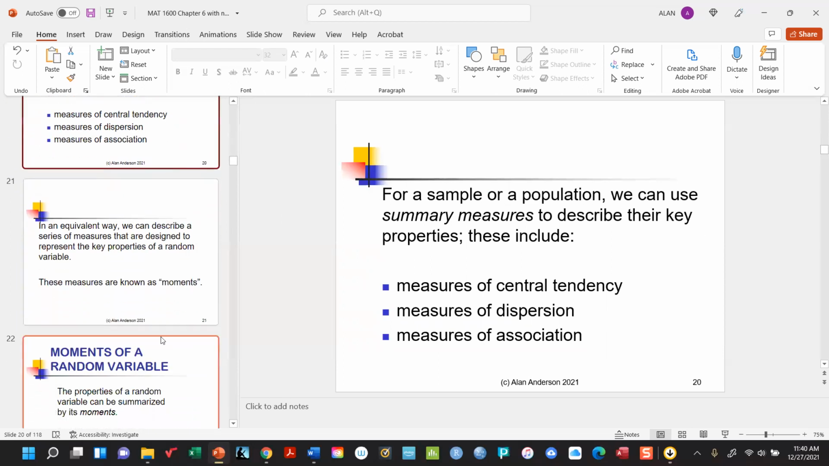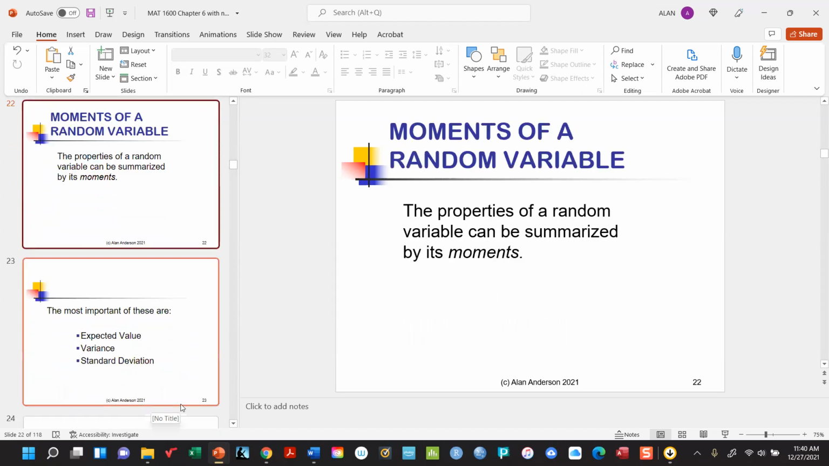So one thing we have to watch out for is that in statistics, we often have multiple names that refer to the same idea. It's kind of a nuisance that we can have different names that refer to the same thing, so we just have to watch out for them. This is no exception. The summary measures that we're about to define for a random variable, instead of being called summary measures, are called moments. Just remember, the word moment in this context means a summary measure.